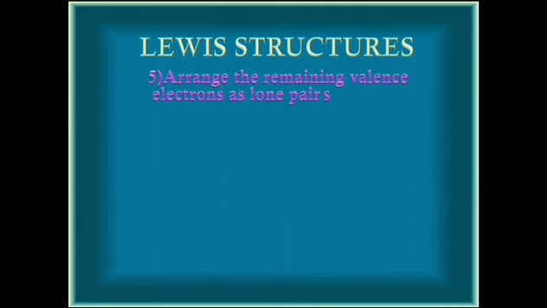Step 5. Arrange the remaining valence electrons as lone pairs. We have already drawn 2 single bonds, that is 4 electrons. Now, when we reduce these, 8 minus 4, which gives us 4. We can represent these 4 electrons as lone pair along the oxygen atom. We can see that oxygen has 8 electrons and thus satisfies the octet rule. Hydrogen only needs 2 electrons. Hence, this is the Lewis dot structure for water.